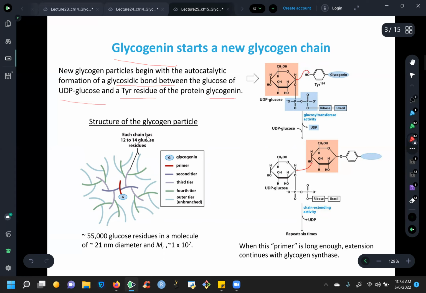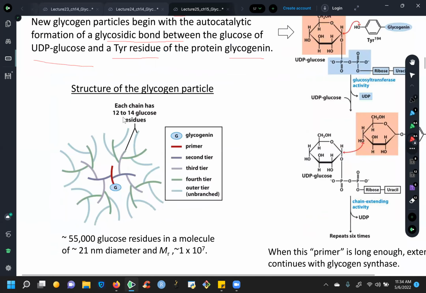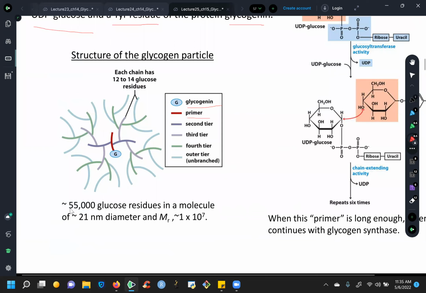So, structure of the glycogenin particle. Each chain has 12 to 14 glucose residues. So this is glycogenin. In red, we have a primer. In purple, we have the second tier, third tier. Green is the fourth tier, and blue is the fifth. So 55,000 glucose residues in one glycogen.